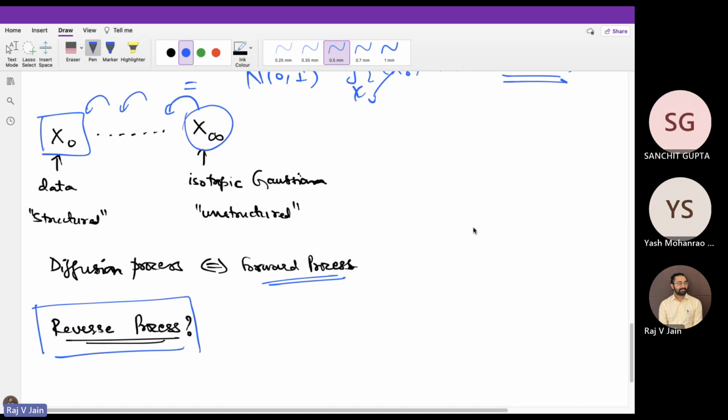Now for different probability distributions, for example the distribution of dog images, or the distribution of cat images, the backward path will differ. Correct. The starting point will be the same, and the ending point will be different. X infinity for the dog and the cat should not be the same. Otherwise, what's the point of using a neural network? It will map to the same thing, right?